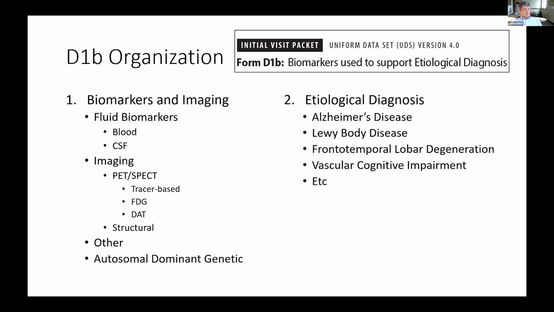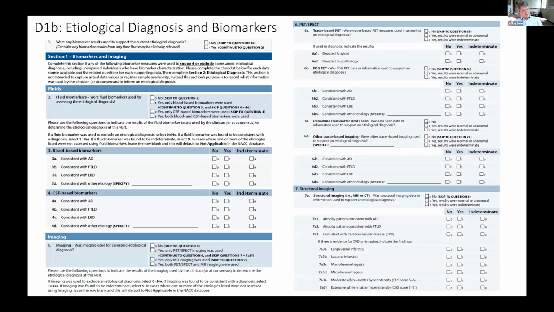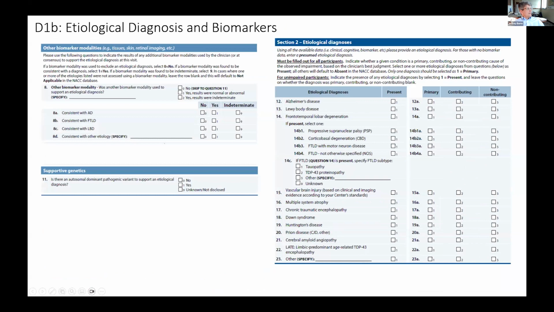Then the etiology basically moves through Alzheimer's, Lewy body, I'll show you this in a second, FTD or FTLD, and then vascular cognitive impairment. So that's the organization of the new D1b form. Let's get into it. I'll show you the big picture view, and then we'll zoom in on these. It's broken up into section 1, biomarkers and imaging: fluid biomarkers, followed by the blood-based and CSF markers, imaging, followed by PET, SPECT, and structural imaging, and then other biomarker modalities, and then one question of supportive genetics that I'll zoom in on in a sec.